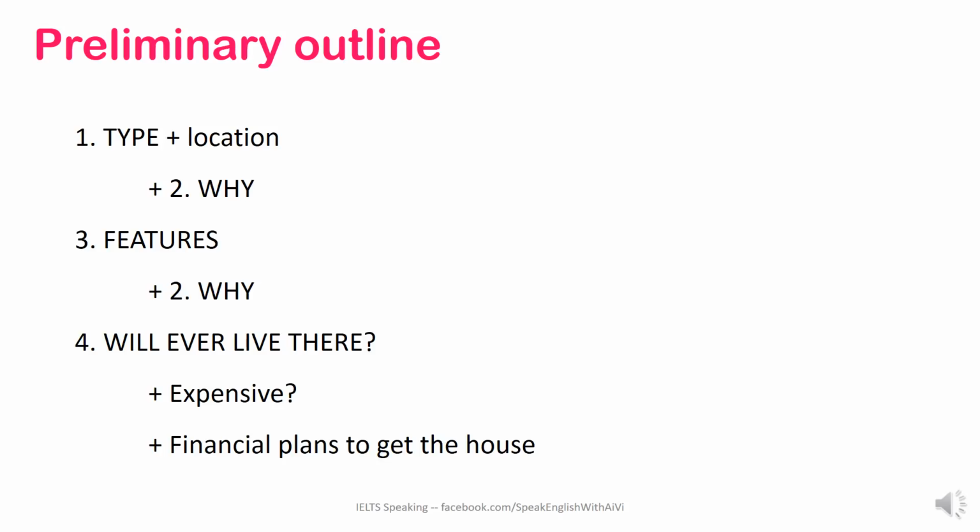Well, first, I will talk about the type of houses as well as the location of my ideal house, and I think it's necessary to explain why I want a house like that. And then I'll move on to talk about the features of the house, and once again, I need to give reasons for my preferences. The 4th question asks us about whether we can afford a house like that. So first, I will talk about how much it will cost and what I need to do, saving money or something like that, to afford such a house.